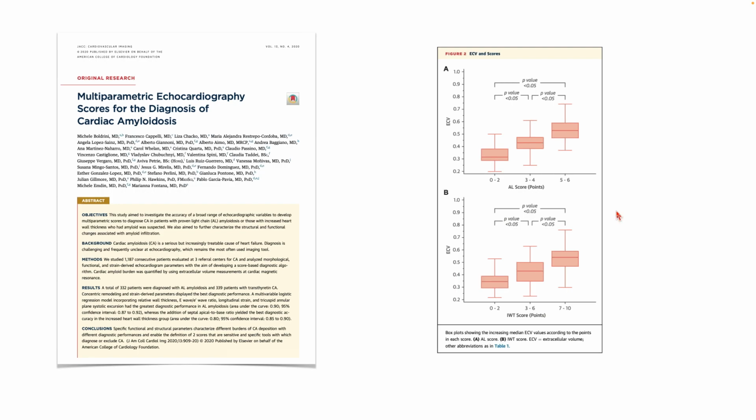Again, what they did is they did cardiac MRI on all these patients, and they found that the higher the score you have, in both AL as well as increased wall thickness, the higher the multi-parametric score predicts the higher volumes of amyloid in your heart, as represented by the extracellular volume they measured in the MRI. So the more of these things that are abnormal, the more likely that you have a worse form of amyloid.